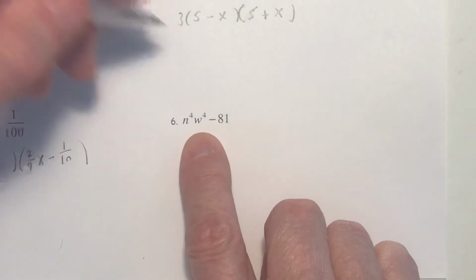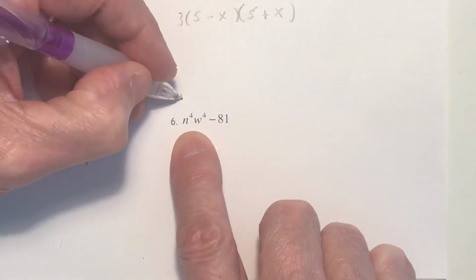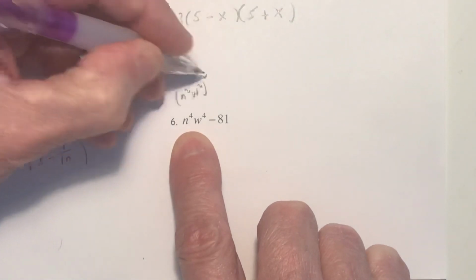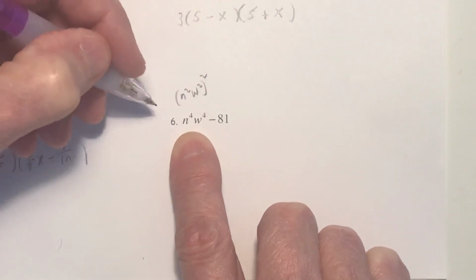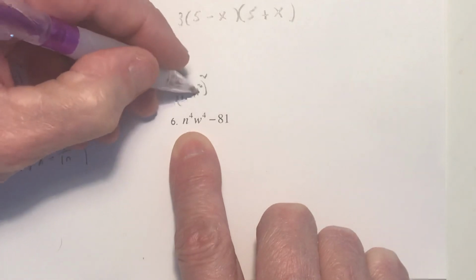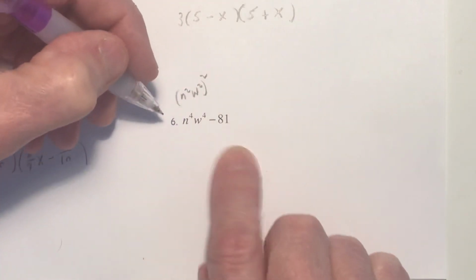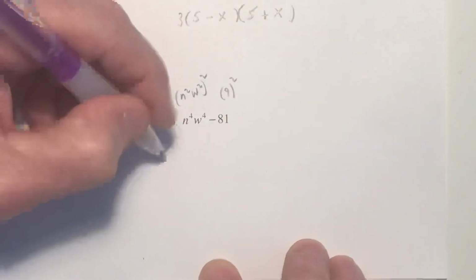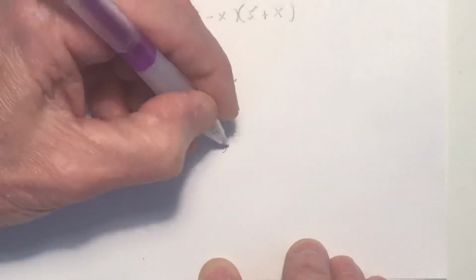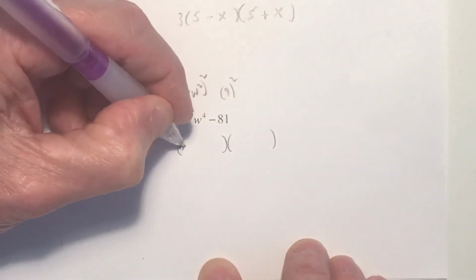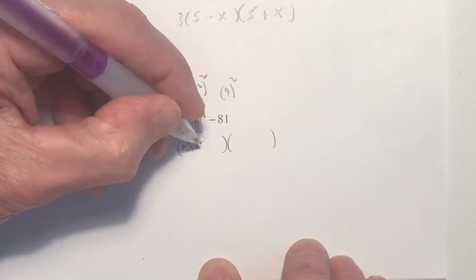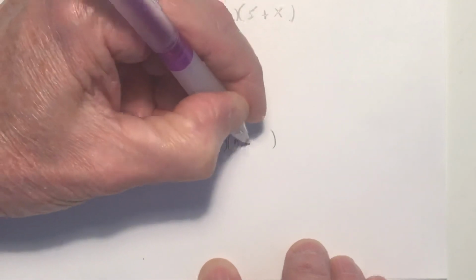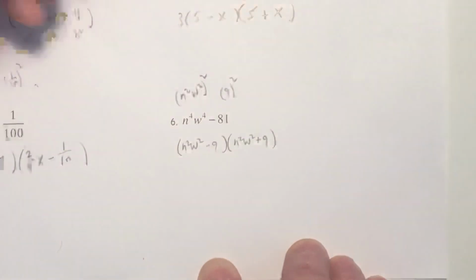And this monstrosity, this is the square of n squared w squared, right? If you square that, what do you do? You multiply both exponents. 2 times 2, you get both to the 4th power. And this, of course, is just 9 squared. So I'm going to write n squared w squared minus 9, n squared w squared plus 9.